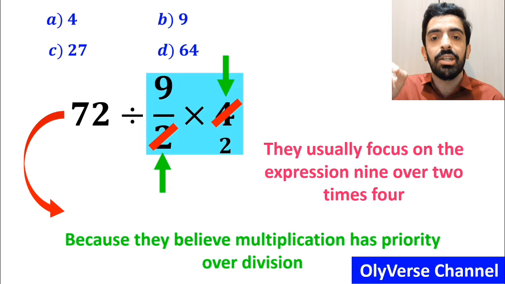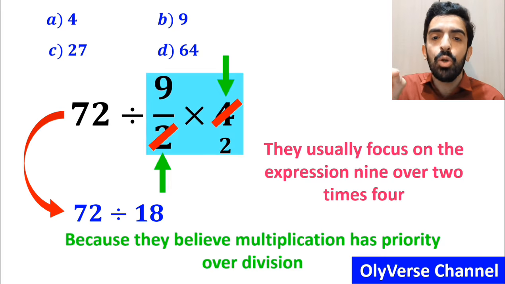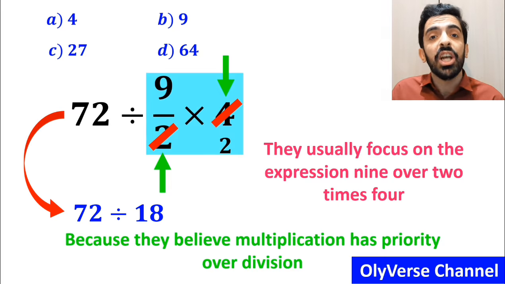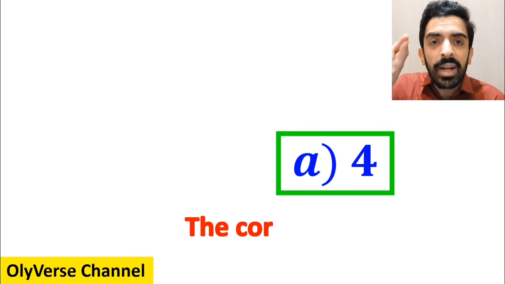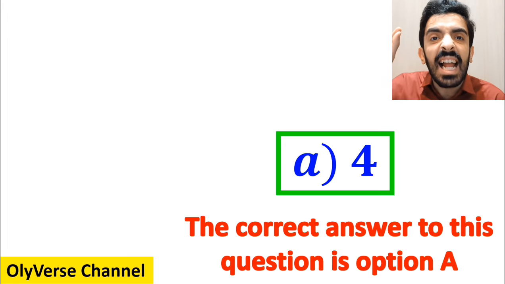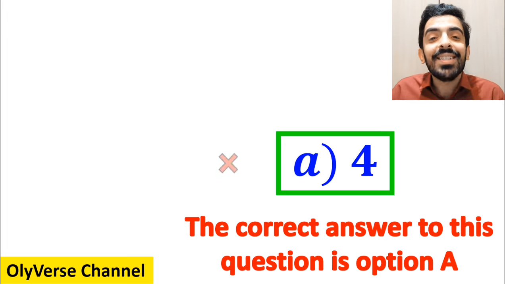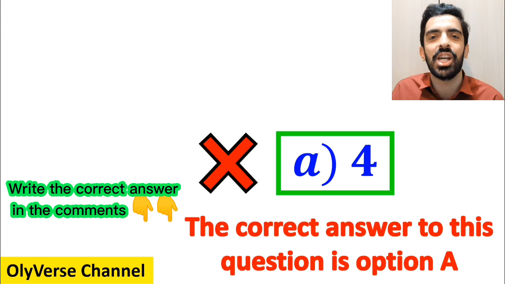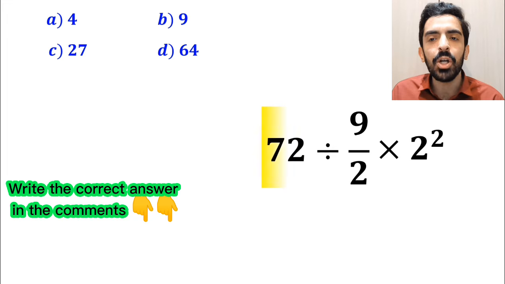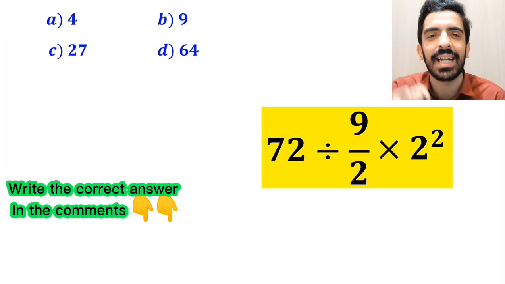in the denominator and write this expression as 72 divided by 18, which eventually gives them the answer 4. And without any hesitation, they quickly say that the correct answer to this question is option A. However, it's not the correct answer to this question. Alright, now let me show you how to solve this expression correctly.